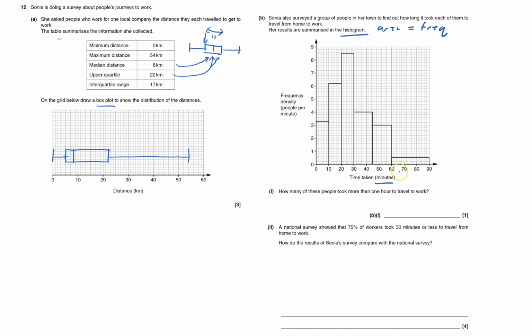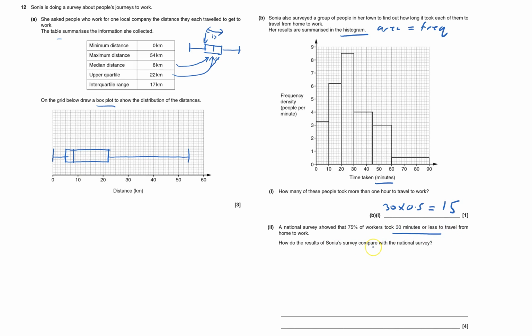So it's the area of that bar, which is the width is 30. And I've got to times it by the height. Got to be careful here. Each little square is worth 0.2, so 0.2, 0.4. That's 0.5. So that equals 15 for 1 mark. And it said that 75% of workers took 30 minutes or less to travel to work.